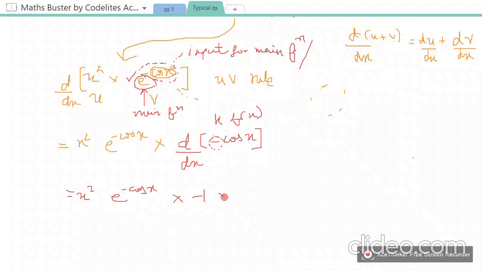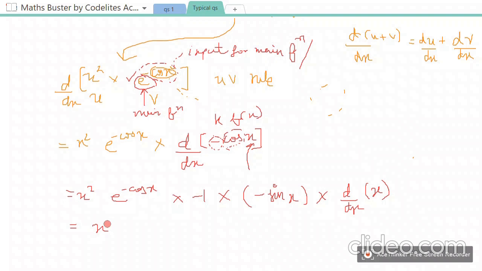Now what is left? Only cos x. What is the derivative of cos x? Yes, minus sin x. Will I apply chain rule? Yes. What is the input for your cos x? It is x. So it will be d by dx of x.